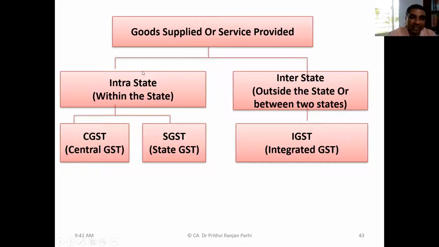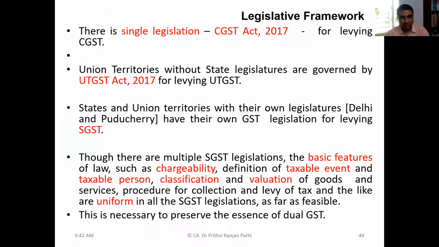Whenever there is an intrastate supply, these are the two taxes which will be levied. Can you read it out? What are the two taxes in case of intrastate supply? Central goods and services tax, state goods and services tax. Very good. And when the supply is made to outside state, or you can say interstate supplies, which GST will be levied? Integrated goods and services tax. Okay.